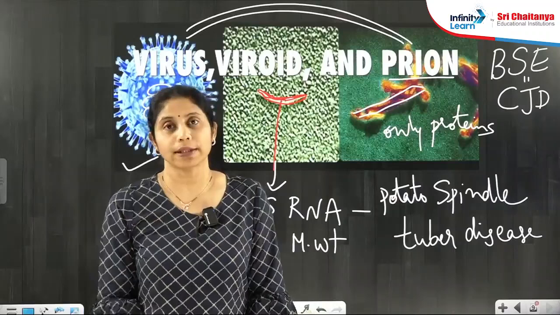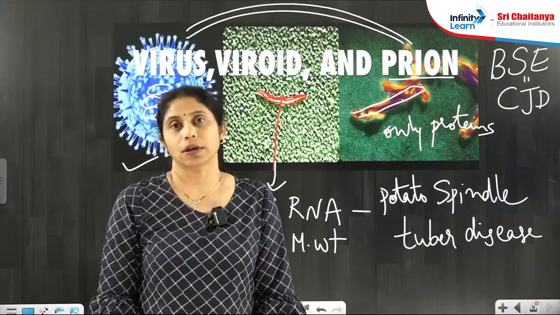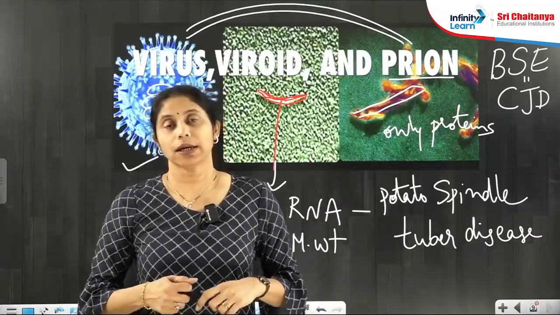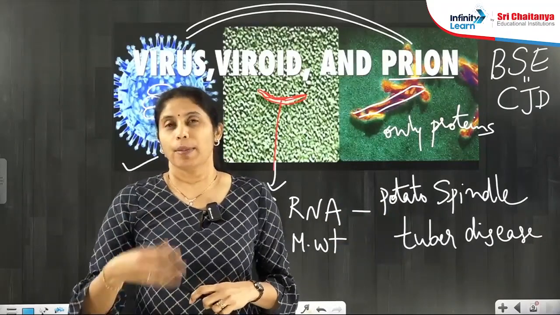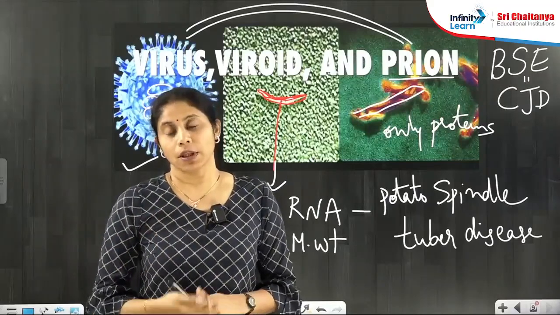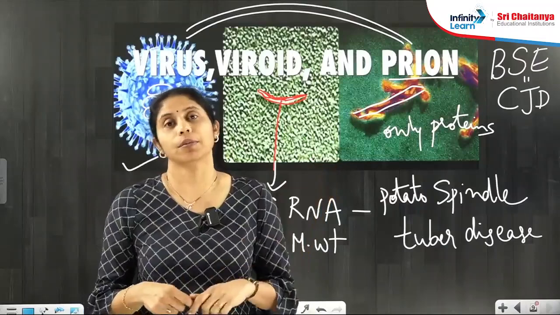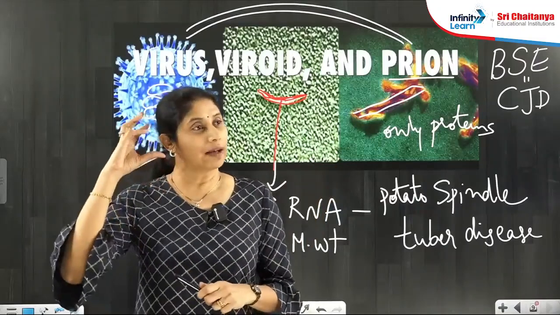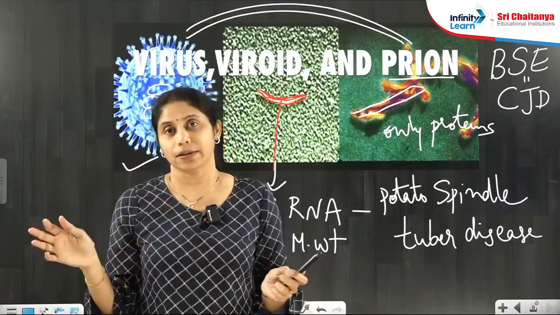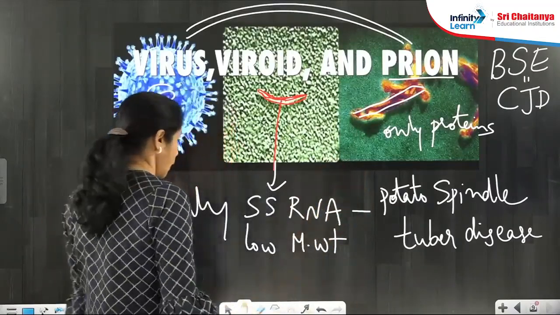Bovine spongiform encephalopathy is a cattle disease which is caused by prions. Then CJD, Creutzfeldt-Jakob disease, is caused in humans by eating the infected cattle meat. If we consume infected cattle meat, then humans will get Creutzfeldt-Jakob disease. The people will have lesions in their brain and nervous system, and they will have madness.